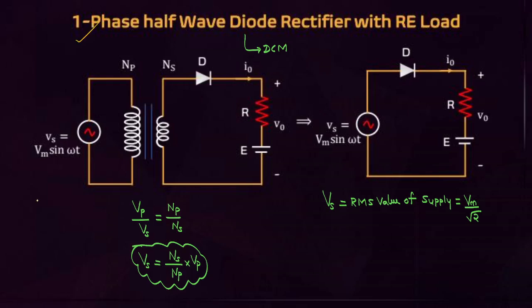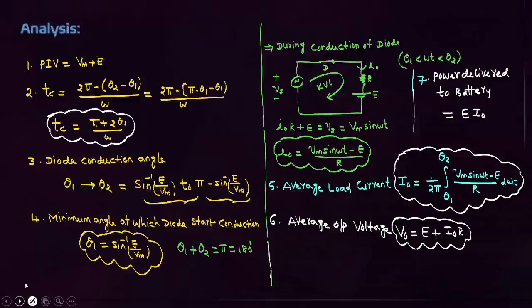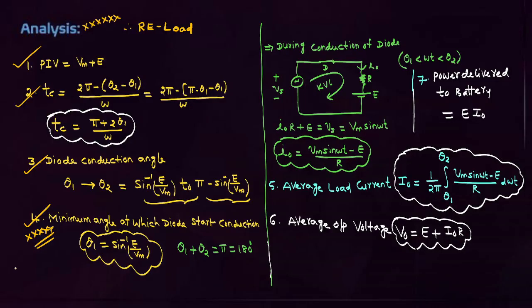Next, RE loads. This is important. In RE load case, what is the minimum angle at which the diode starts conduction? You don't expect any waveforms, leave them, no need to practice. These analysis points are very important. All these are single phase half wave diode rectifiers. In a single phase half wave diode rectifier using RE load, every formula is important: the peak inverse voltage, the circuit turn off time, the diode conduction angle. What is the minimum angle at which the diode starts conduction? That is theta 1 equals sin inverse E by Vm.